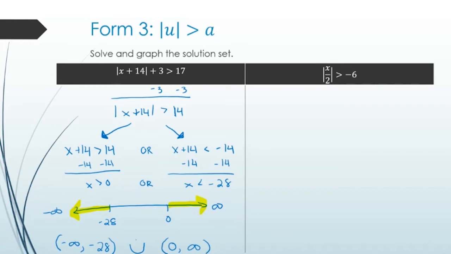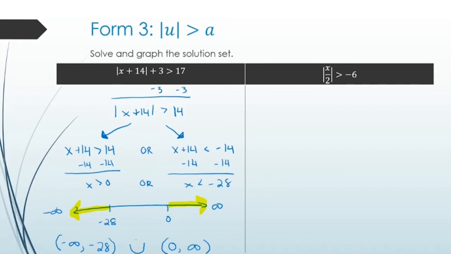So our solution, we have two separate pieces. Our solution could be in either one. It can't be in both because they don't overlap, but it would be in one or the other. And so any x in those sections can solve this problem.